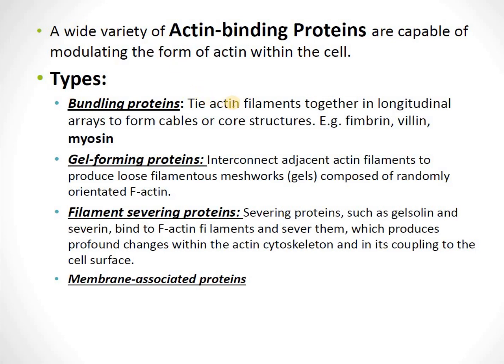Bundling proteins tie actin filaments together into longitudinal arrays of cables, in core structures such as villi, and myosin. Gel forming proteins interconnect adjacent actin filaments. They produce loose filament meshworks composed of randomly oriented F-actin, that is filamentous actin. Filament severing proteins such as gelsolin and severin bind F-actin filaments and sever them, which produces profound changes within the actin cytoskeleton and its coupling to the cell surface. And then the common membrane associated proteins.